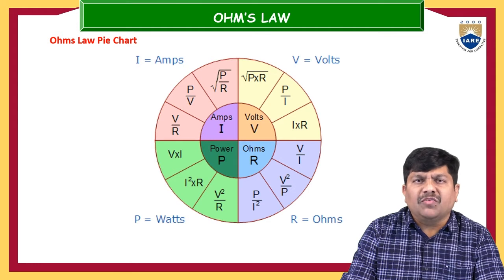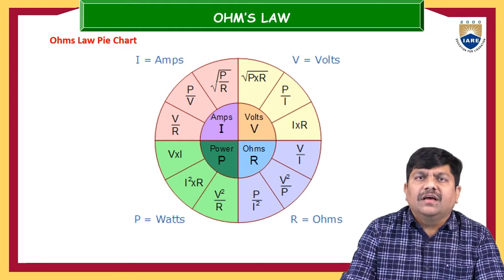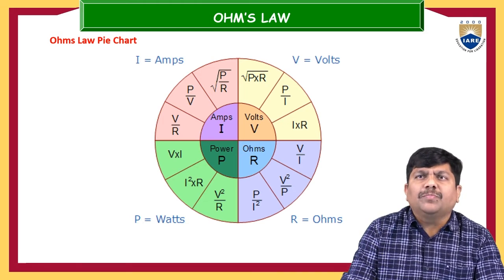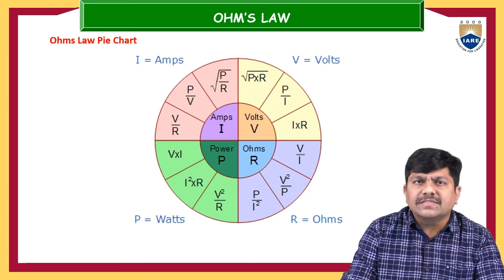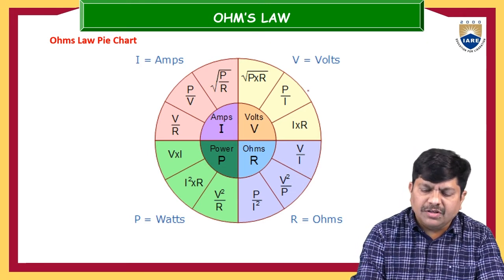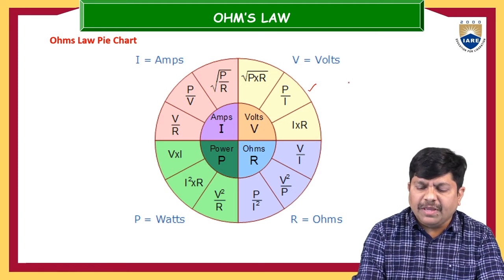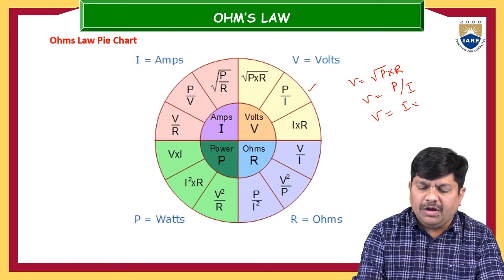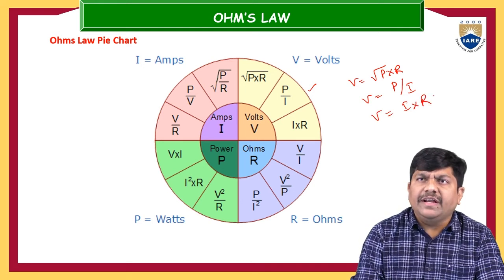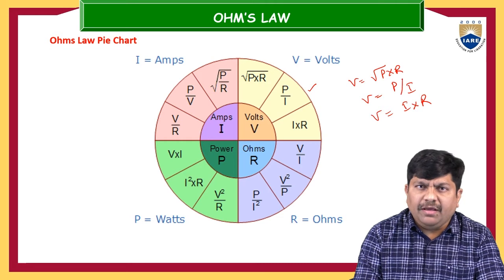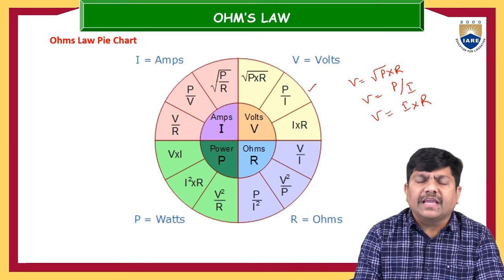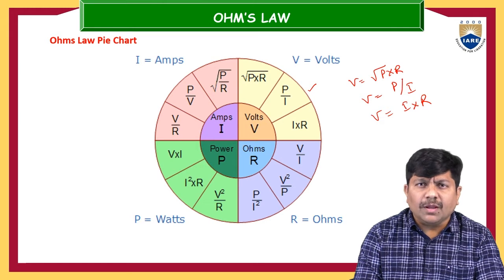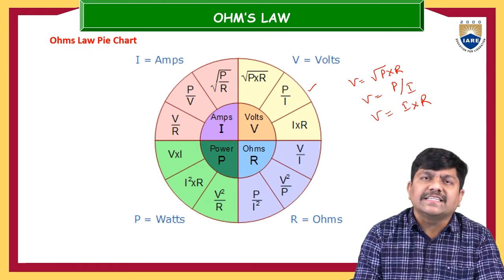What are the remaining electrical quantities? Power, resistance, and current. With the help of these quantities, the voltage is defined in this first quadrant. Voltage is equal to the square root of P into R, or voltage is equal to P by I, and voltage V is equal to I into R. This is from the first quadrant. It is very clear that the voltage applied, or the potential difference across that element, can be written as the square root of the power developed across it and the resistance of that element.